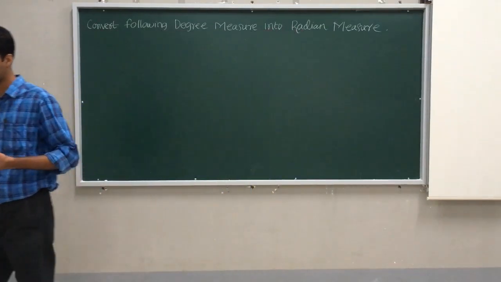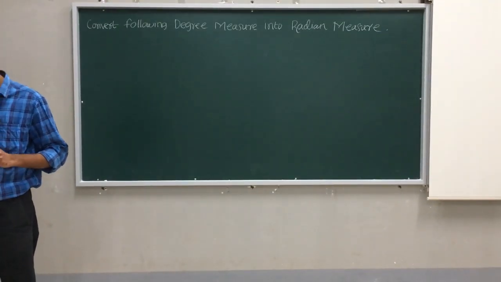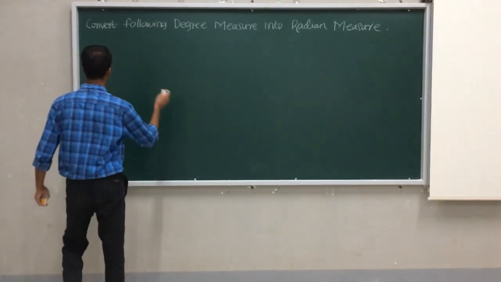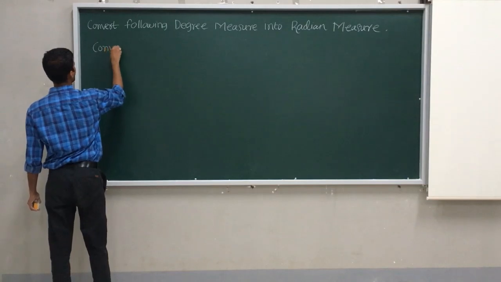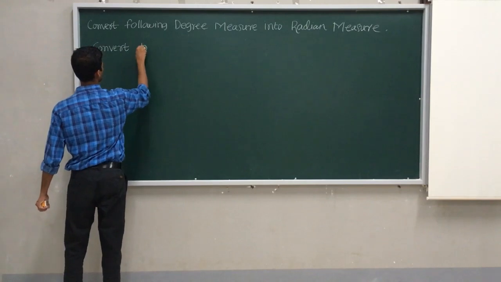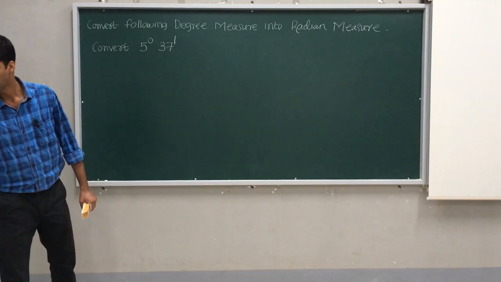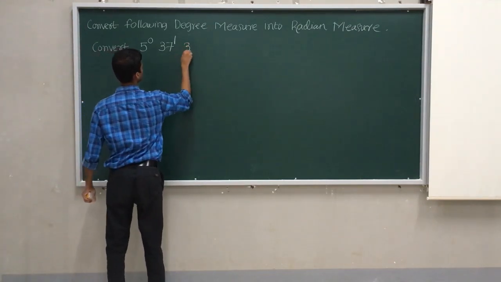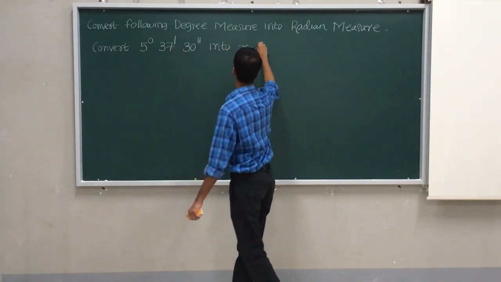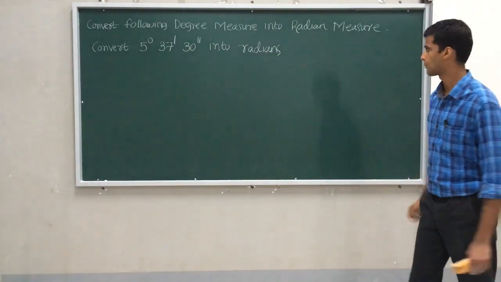So let me take one more last question. Convert 5 degree 37 minutes and 30 seconds into radian. If possible, you take it as homework. This is one of the very interesting problems.